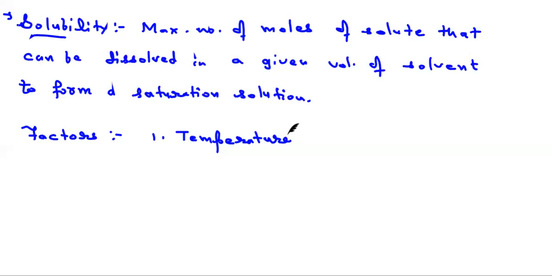Whenever you make tea, when we put sugar in it and heat it, the sugar automatically dissolves, right? Why? Because we are increasing the temperature. If we increase the temperature, the solubility of the solute in the solvent is higher. So the more the temperature, the more the solubility, right?